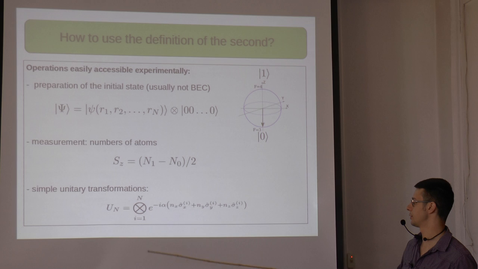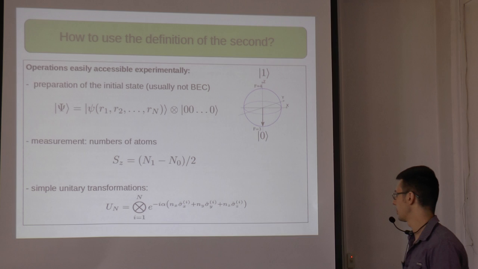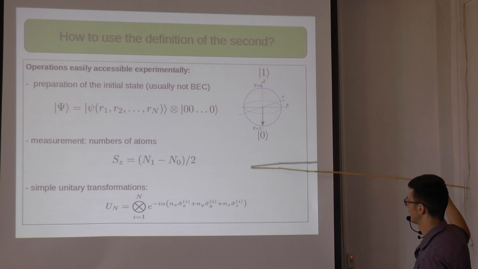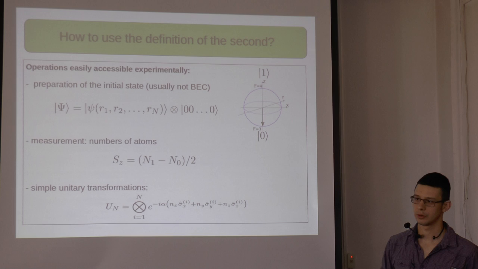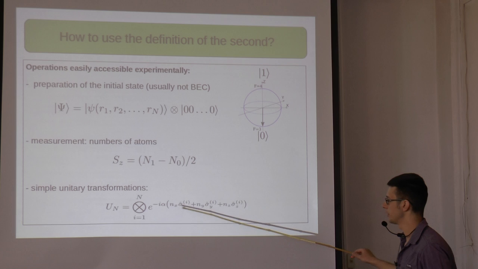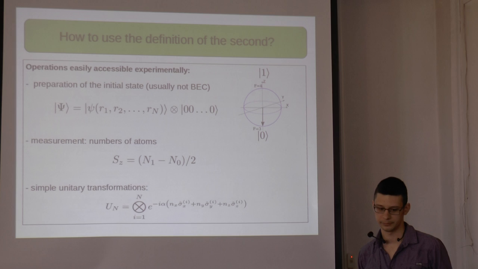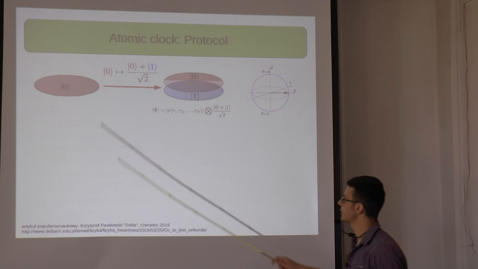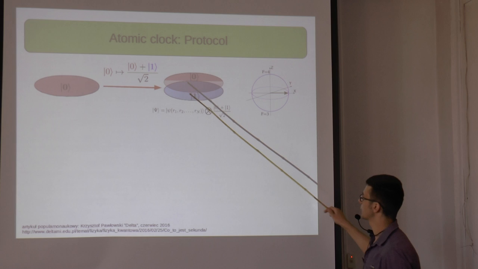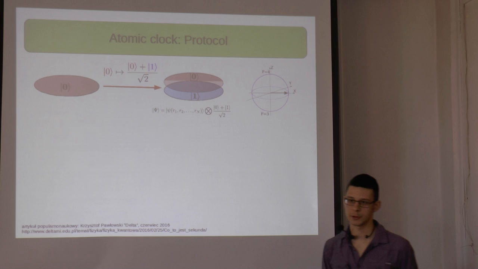What is accessible in experiment are rotations of the state on the Bloch sphere, but only collective ones. So the typical transformations used in such experiments are collective unitary operations. Collective in the sense that each atom is, for instance, rotated in the same way. These are the ingredients. What is the protocol? So we start, as I said already, with all atoms in state zero, and then by this unitary transformation, each atom in zero is transformed to the superposition 0 plus 1 over square root of 2.